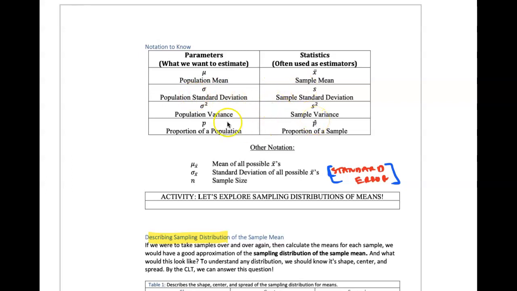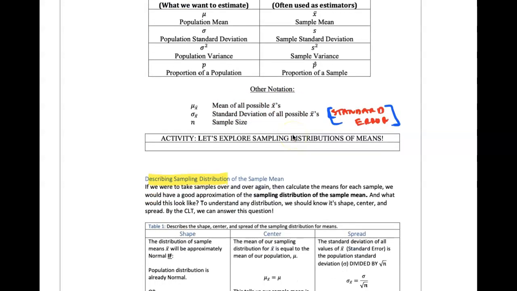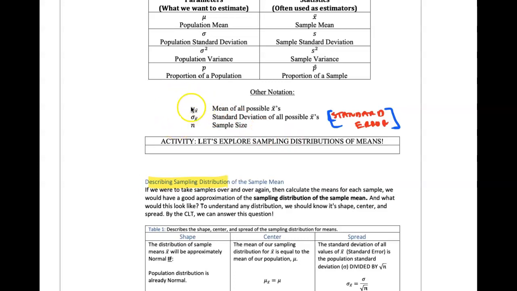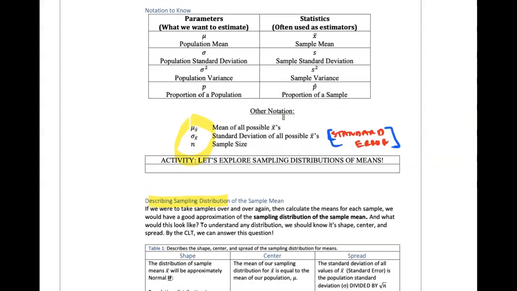We don't use variance, remember, that much yet. That's in future classes. Proportion, sample proportion, population proportion. And with this new idea of sampling distributions, we have some new symbols over here. You have the mean of all possible sample means. Remember, if we take samples over and over again and calculate those means, we could do the mean of all the sample means. And that's what that symbol is with that little X bar.